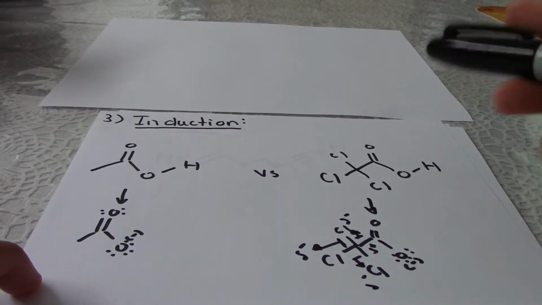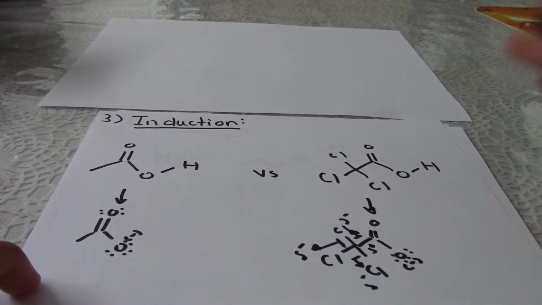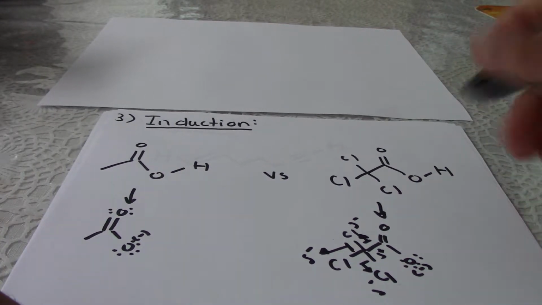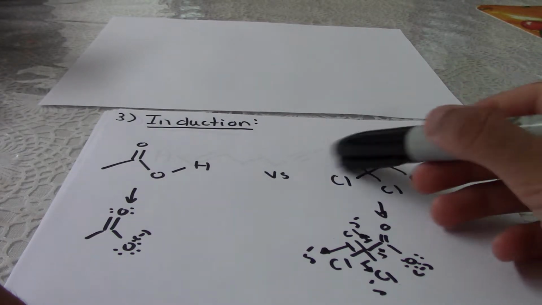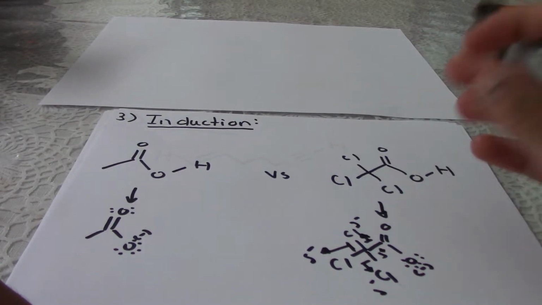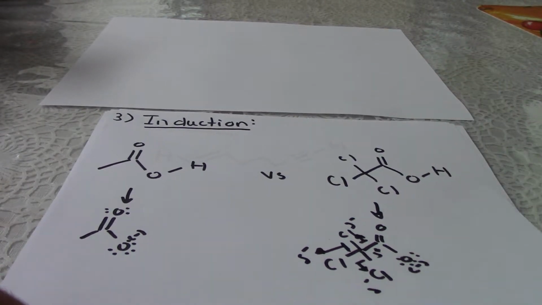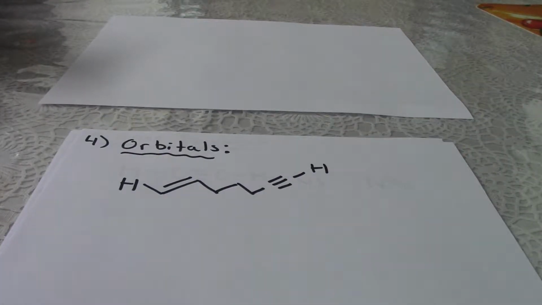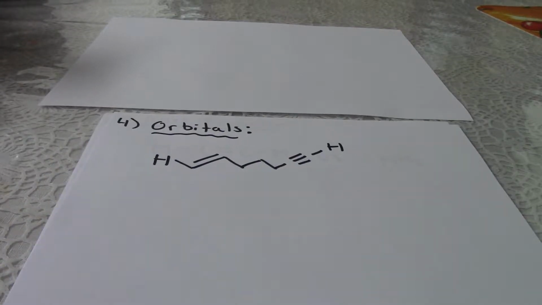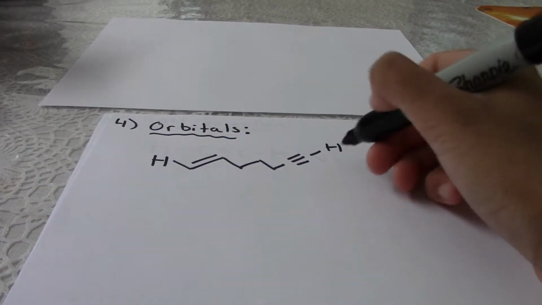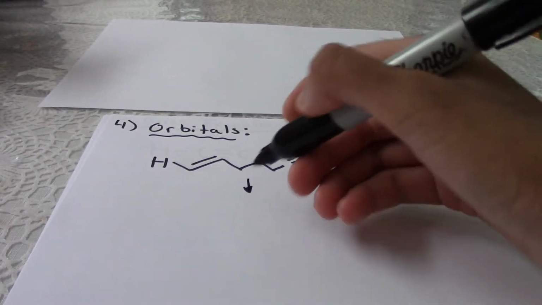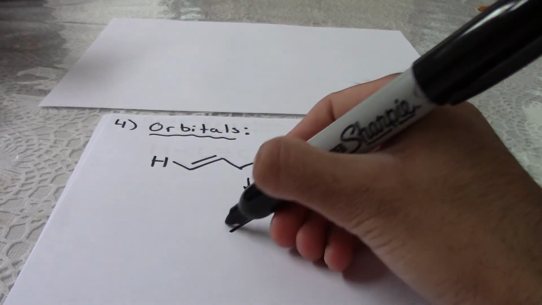That's only provided that both the structures have resonance and have the negative charge on the exact same atom. But that's induction. So if you see chlorines, fluorines, halogens around, that's a pretty good indication that you have induction. And now our last factor, orbitals. So what if we had an example like this, and I asked you which proton is more acidic, this one or this one? Well, your first step would always be deprotonation.